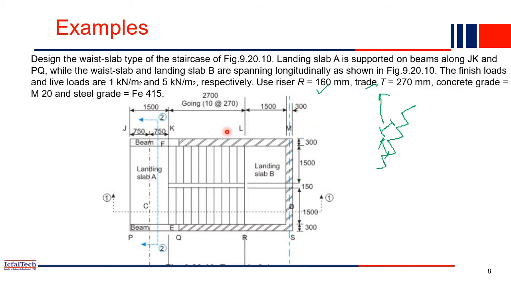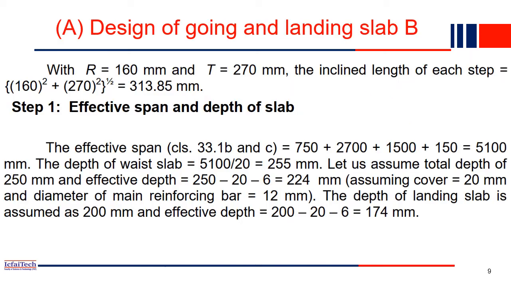So concrete grade is given M20, and Fe415 steel we have to use. Okay, and this is a plan view given to us, and loads also given to us. We have to design the slab as well as landings also. So slab design will follow something like beam design, whereas the landing portion will be followed by the slab design. Okay, so now let's get started.